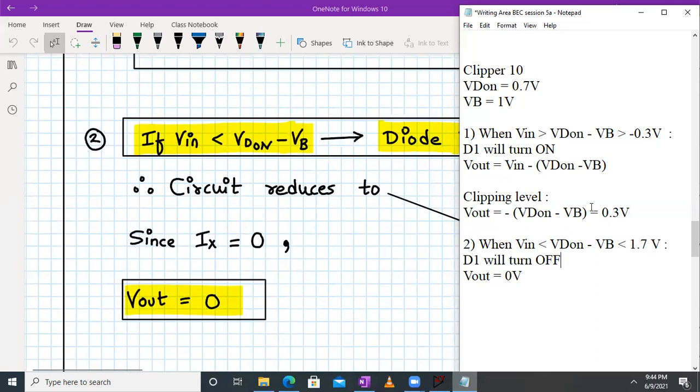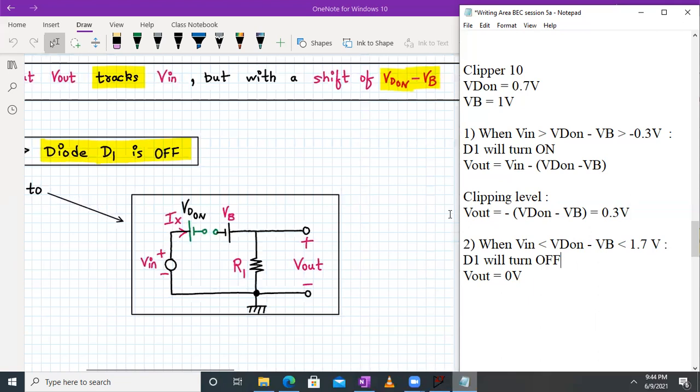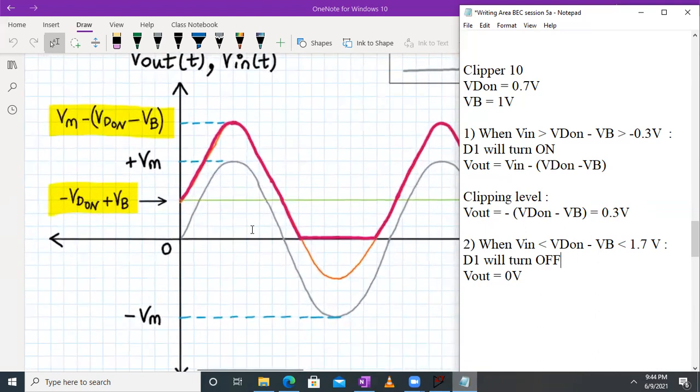Now we have to pay attention at the clipping level. Okay, so pay attention at the clipping level. One hint is clipping level will be positive. So in the exam, you might get some numbers.